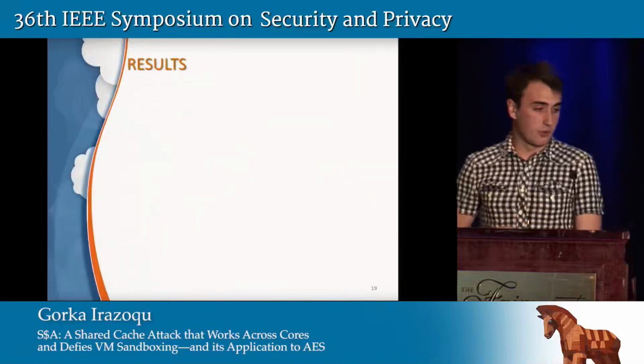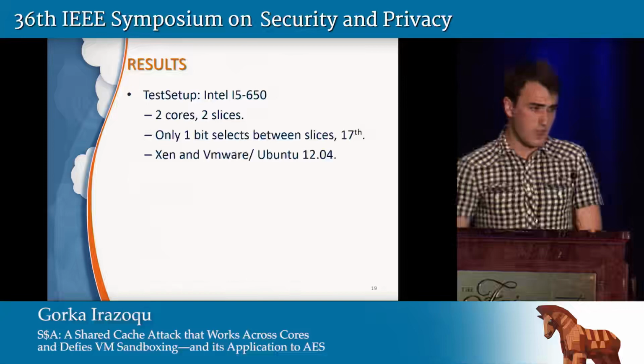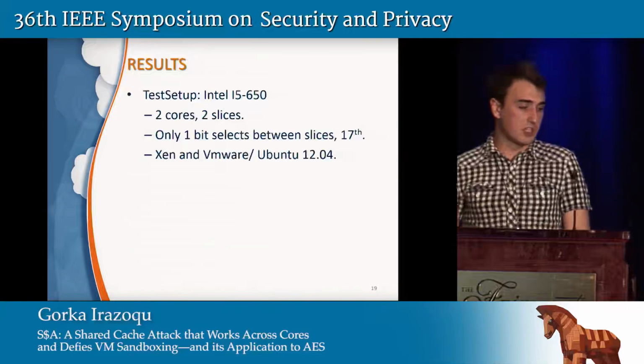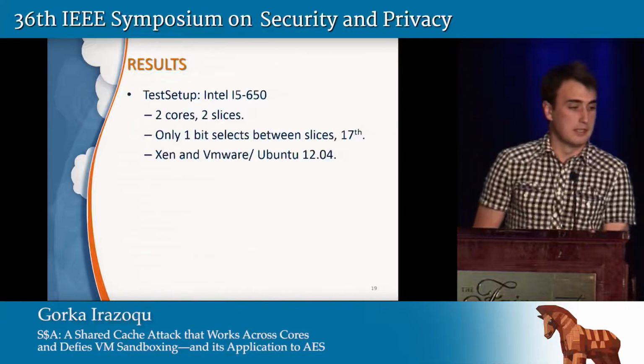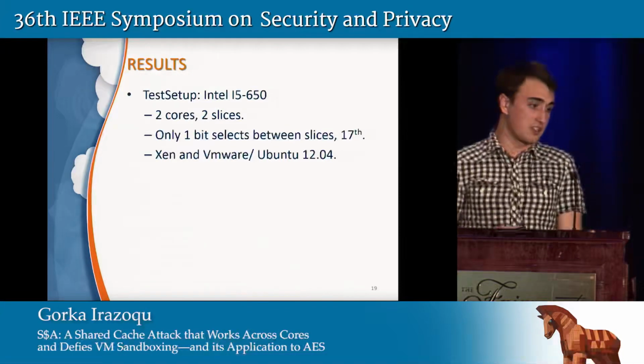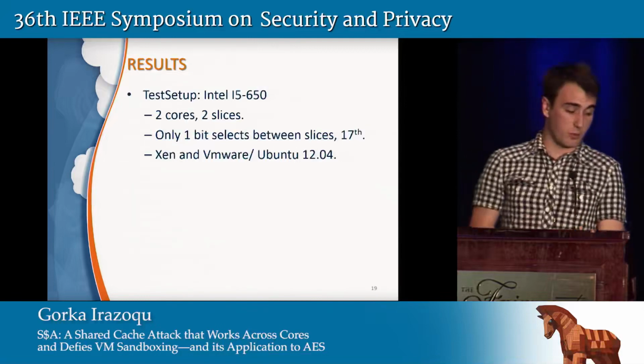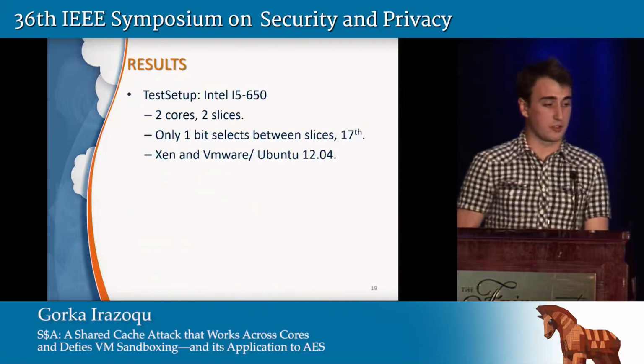So let me show the results. We implemented this in two different machines. One of them is an Intel i5-650. It has 2 cores, 2 slices. So basically here the slice selection algorithm is easy to figure out. It's just using the 17th bit to decide whether it goes to one slice or the other.